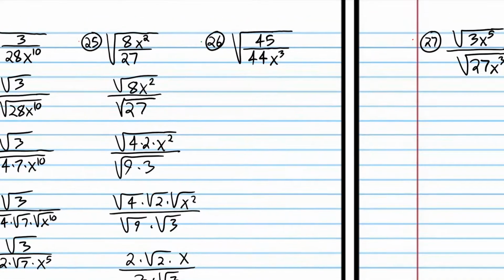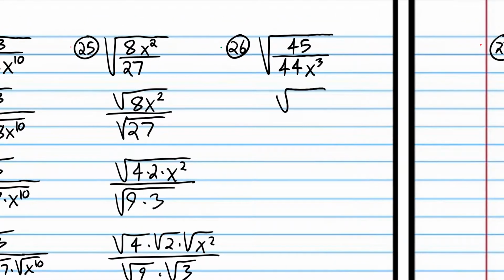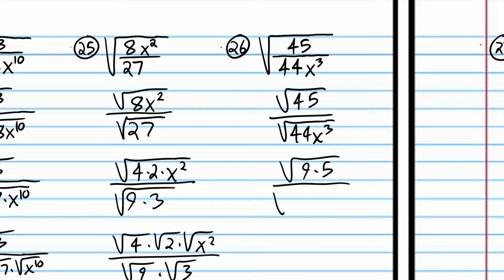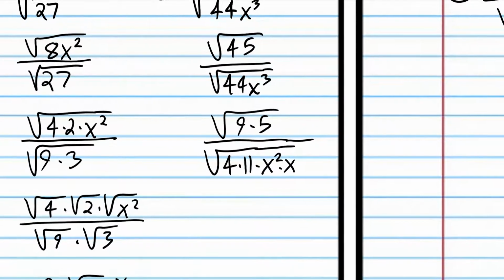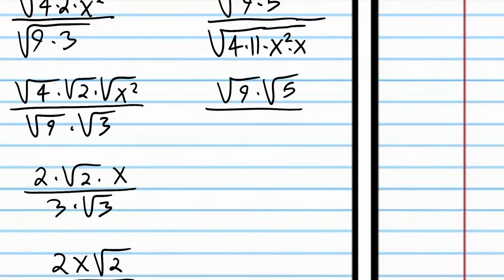All right, we're back. So using the principle where we can root the denominator and the numerator, that becomes root 9 times 5 over root 4 times 11 times root x squared times x. We have to take out the factor of the x cubed also. So then we have root 9 times root 5 over root 4 times root 11 times root x squared times root x.